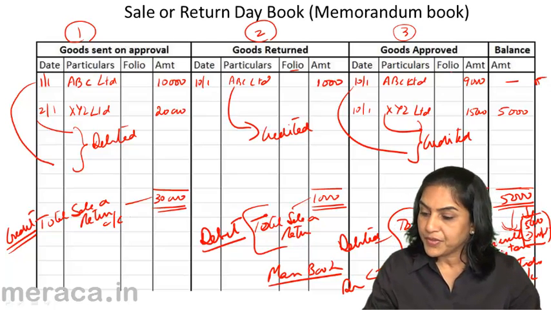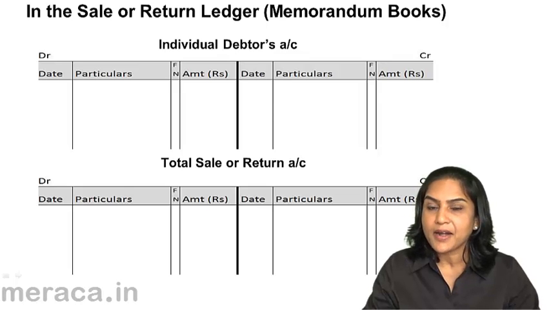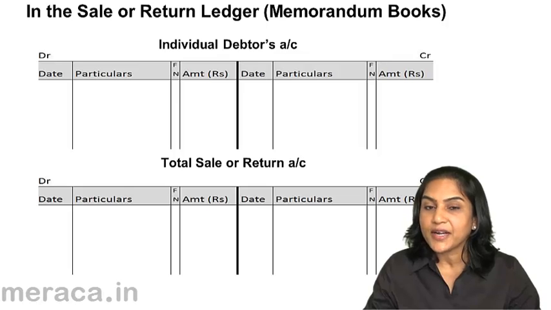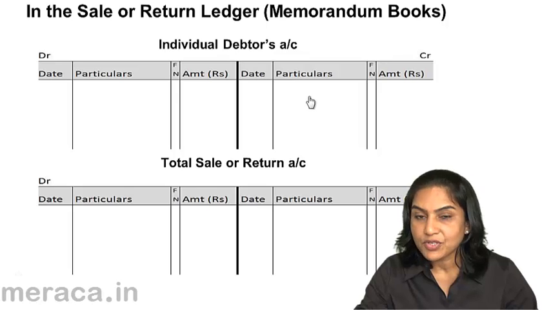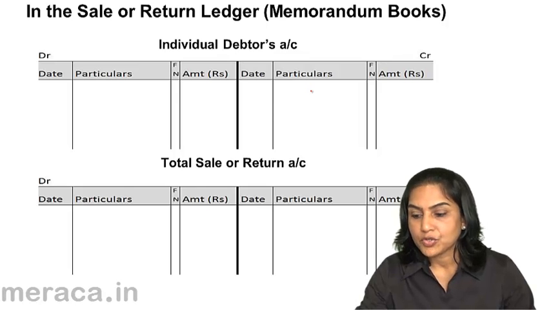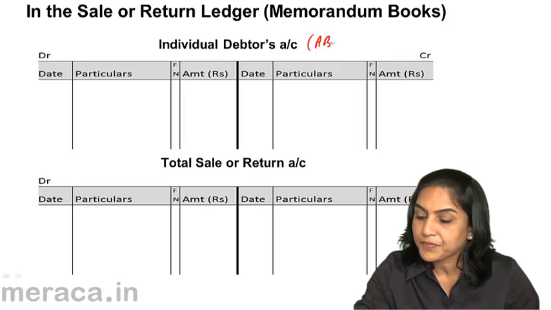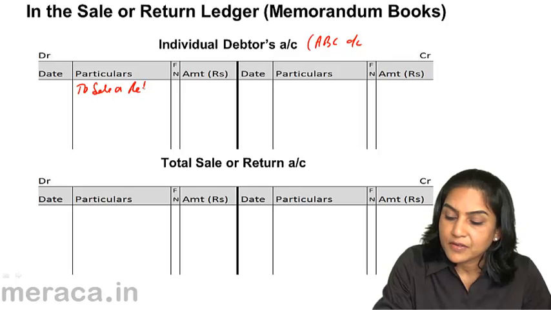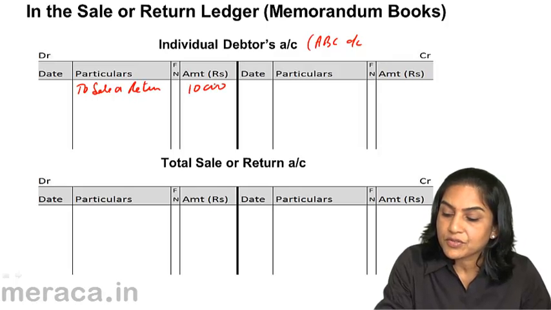The ledger account formats are like ordinary ledger accounts. In the sale or return ledger, again I repeat, these are memorandum books, individual debtors accounts. Therefore, we would have XYZ's account, ABC account separately. The individual debtors account would be debited whenever goods are sent on approval. So, if this was ABC's account, we would say to sale or return an amount of 10,000.